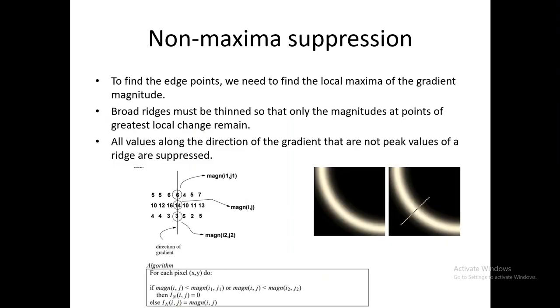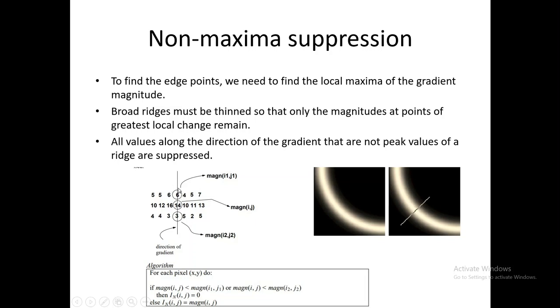In non-maximal suppression, to find the edge points we need to find the local maxima of the gradient magnitude. Broad ridges must be thinned so that only magnitudes at the point of greatest local change remain, and all the values along the direction of the gradient that are not peak values of the ridge are suppressed. We can see here the set of intensity values, and the direction of the edge.